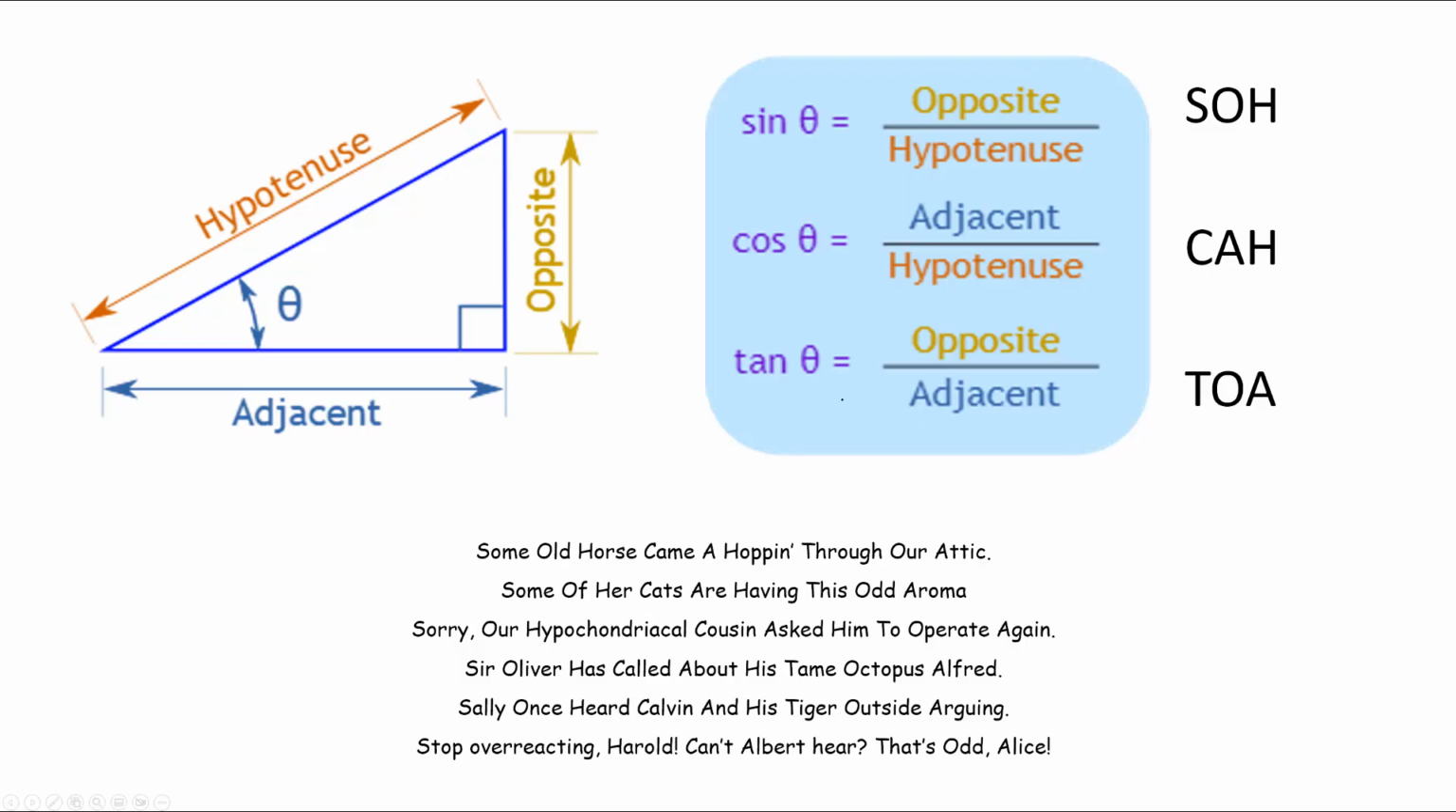The tangent of theta is another ratio. It is the opposite side to theta divided by the adjacent side. Sine theta is opposite over hypotenuse. Cosine theta is adjacent over hypotenuse. Tangent theta is opposite over adjacent.